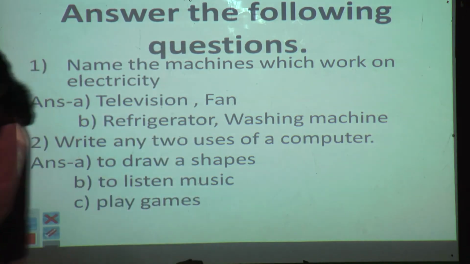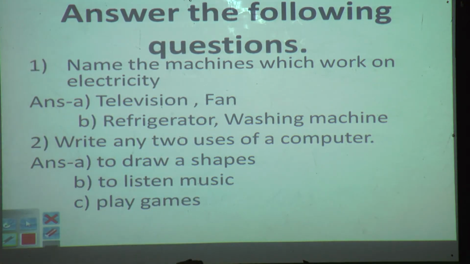What is first number question? Name the machines which work on electricity. Which machines are there? Television, fan, refrigerator, washing machine. There are also so many machines, but we have to write only two. Name the machines which work on electricity. Television, fan, refrigerator, washing machine.